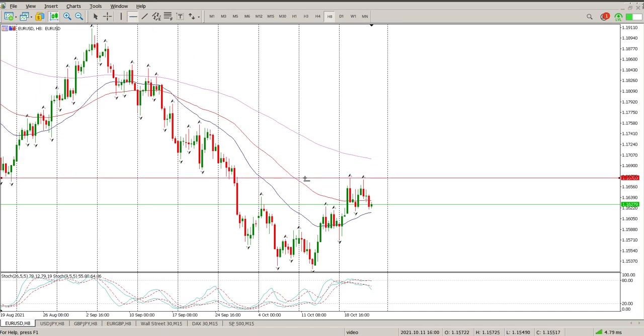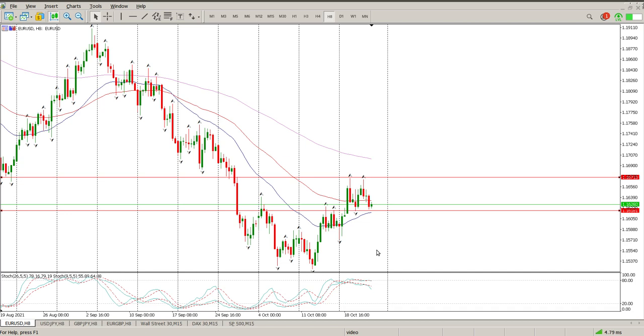Starting off with Euro USD, on the 8 hour, nothing really happening, to be honest. We have what looks like it could be a double top, and then we have structure to the downside here, which is the neckline. When I say structure, look to the left. Remember, we've got this inverse head and shoulders here. Is that a test of it, or is it going to be rejected and move to the downside?